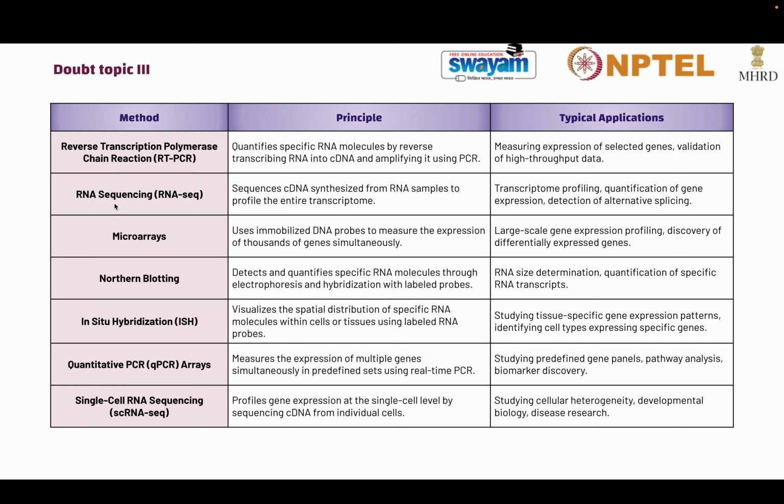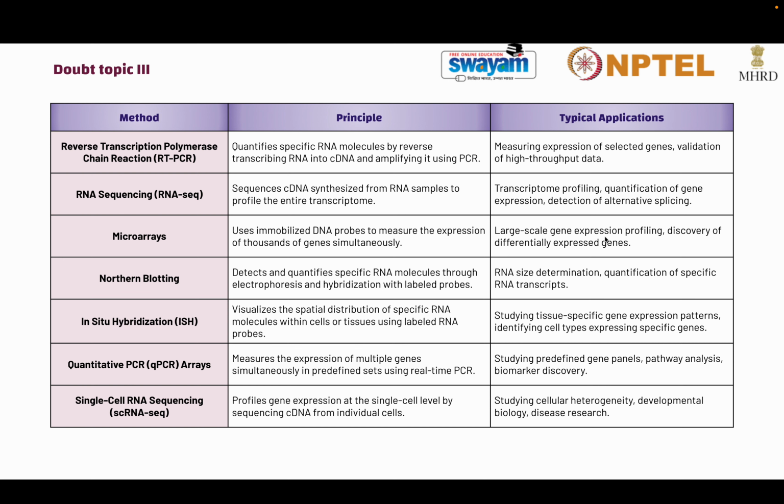Then another method is RNA-seq, which is known as RNA sequencing. It sequences the cDNA synthesized from the RNA samples to profile the entire transcriptome. Transcriptome profiling, quantification of gene expression, and detection of alternative splicing are some of the applications of RNA-seq. Then you can also use microarrays, which use immobilized DNA probes to measure the expression of thousands of genes simultaneously.